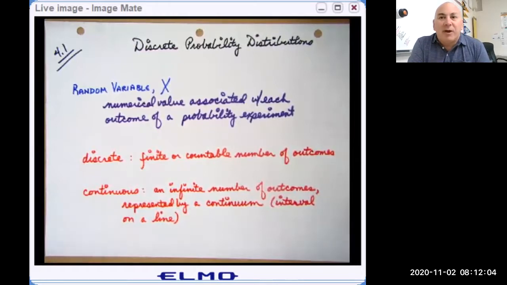For instance, I want to pick a random number between 0 and 1 inclusive. Well, there are an infinite number of those. Any continuous curve like the normal, bell-shaped curve, those are continuous. They're an infinite number of possible outcomes.